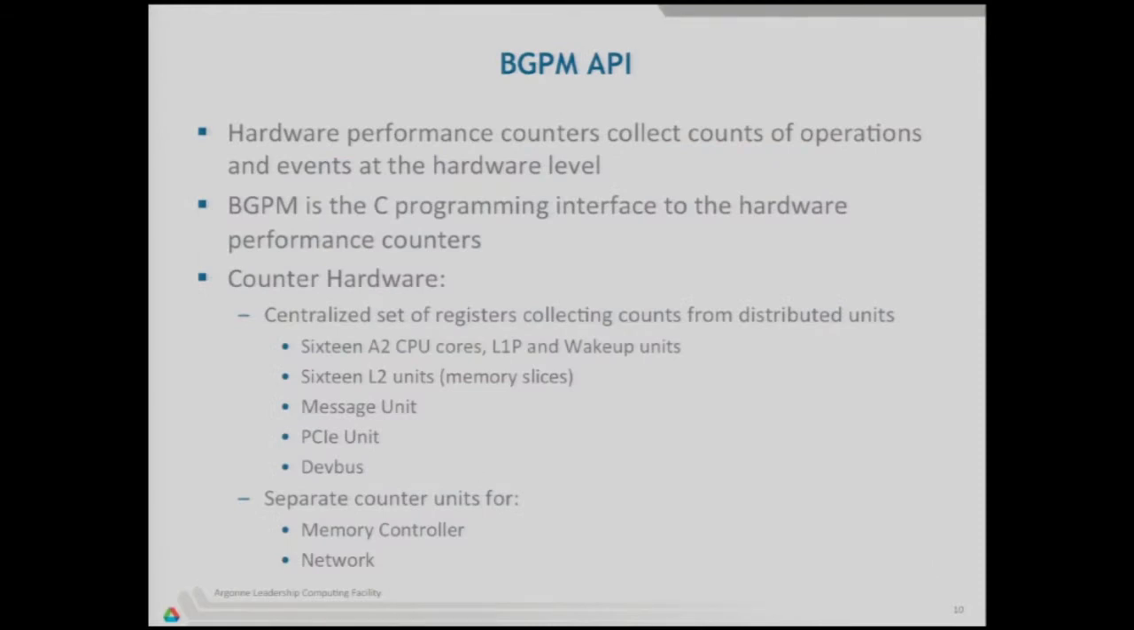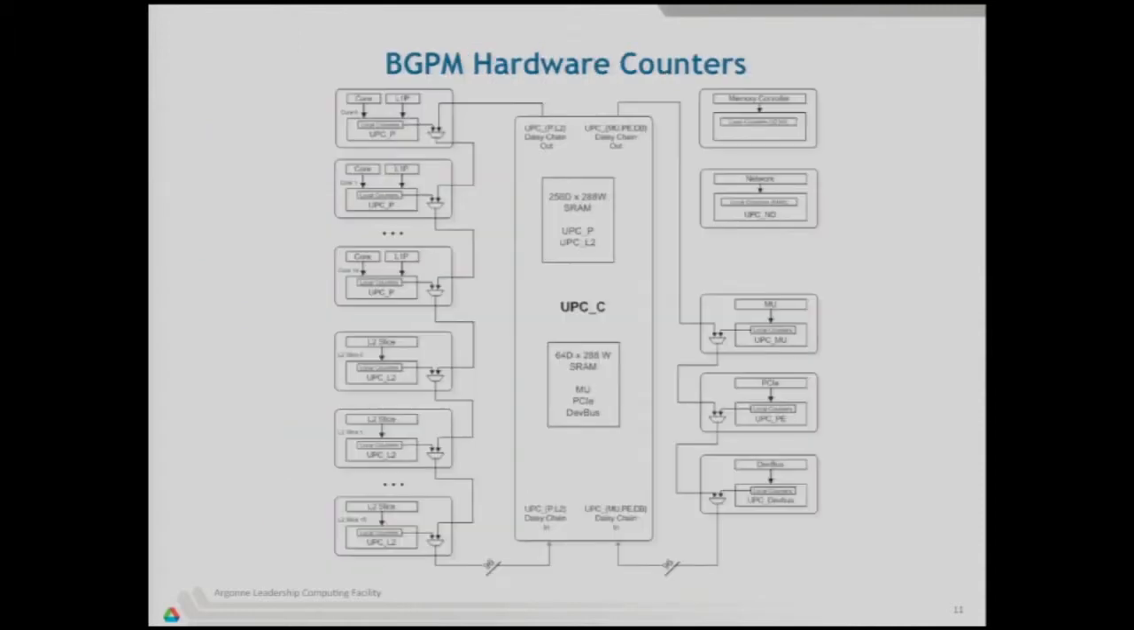The first tool I want to talk about is the BGPM API. This is the API to the hardware performance counters that comes on the BlueGene Q machine. Like I said, it lets you see in very low level detail what the machine's doing, what the hardware activity has looked like when your code is running. The BGPM API is implemented in C, and it's available on the system to collect information from the various hardware counters that we have. There's quite a few of them distributed across the CPU, the L2 caches, the memory unit, the dev bus, all sorts of bits.